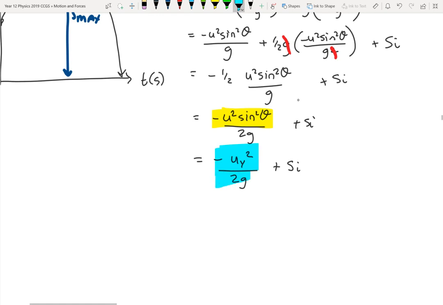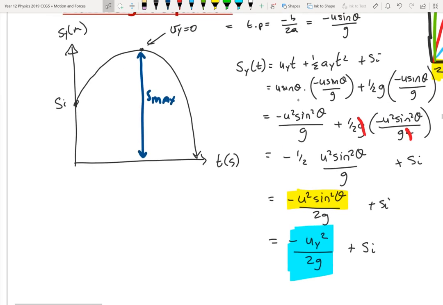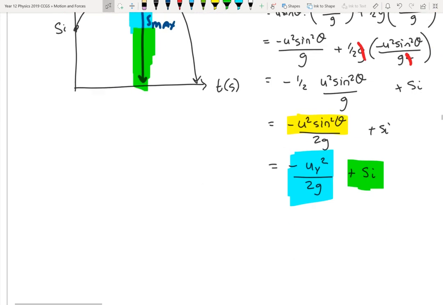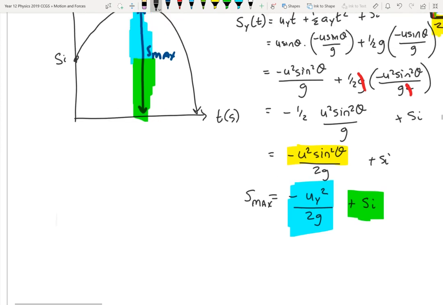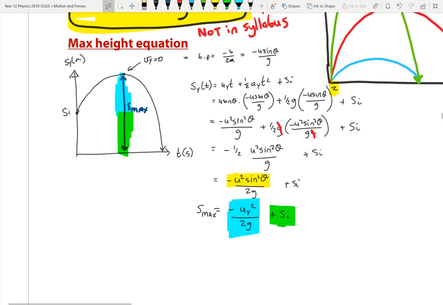This whole term here is going to, on our diagram, is basically this bit. And then S initial gives us the rest. All right? So that first term basically tells you the height above where it was thrown from. And then you consider, well, is it already 4 meters above the ground? Okay, so that's our equation for the maximum height. All we did is we set the vertical component to 0.